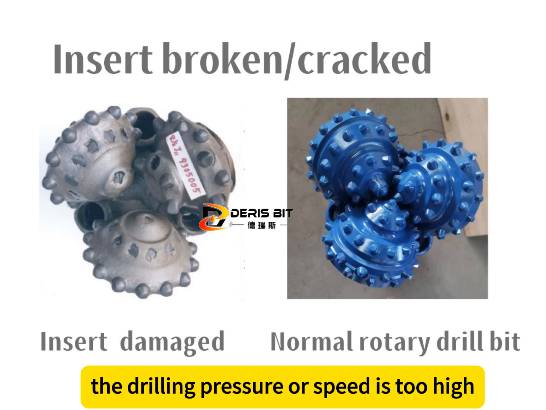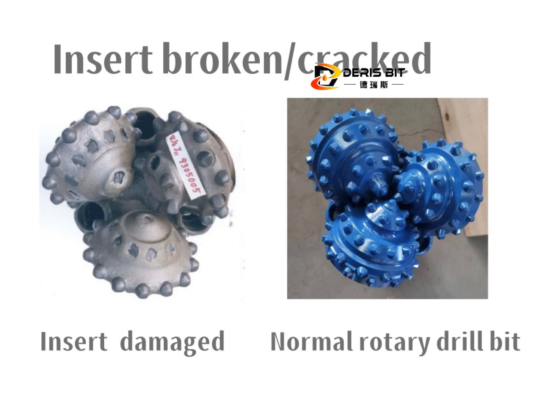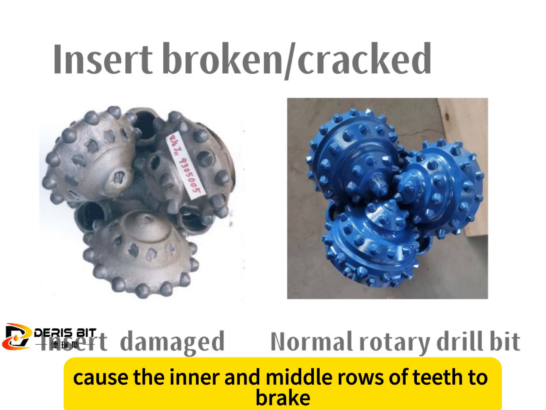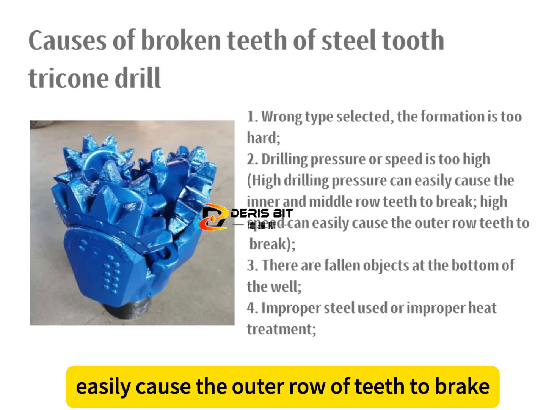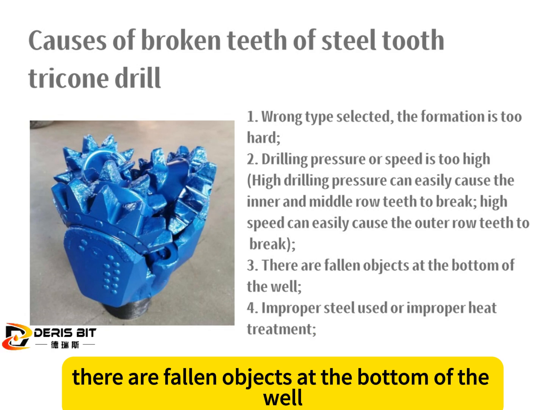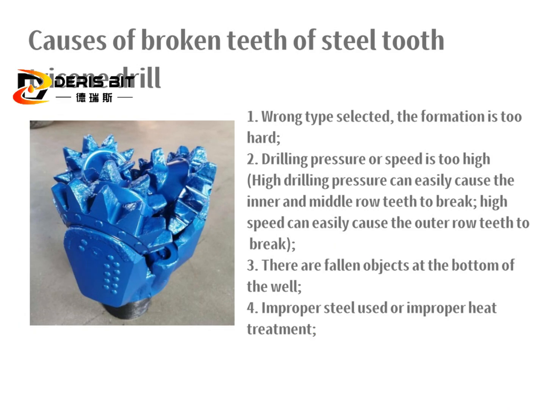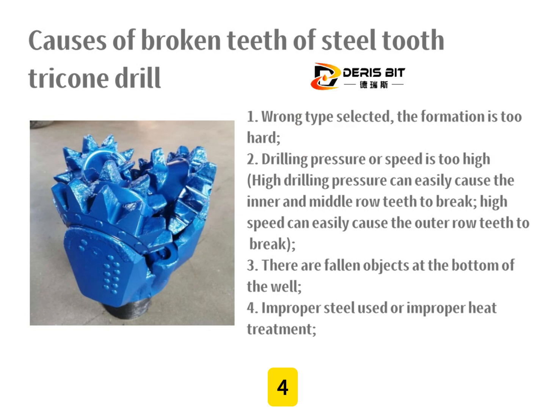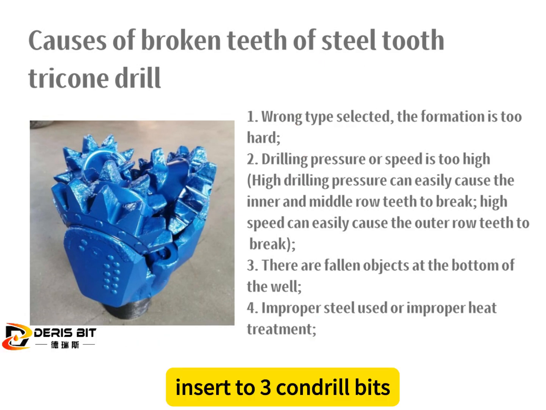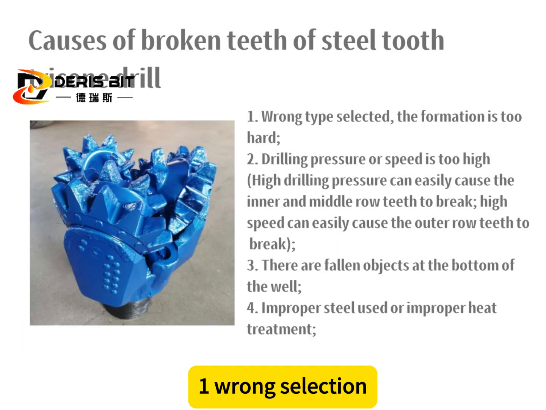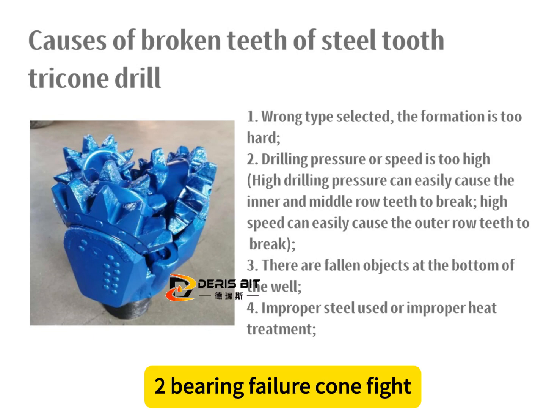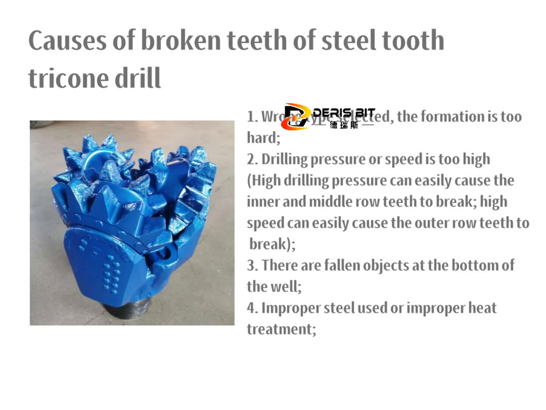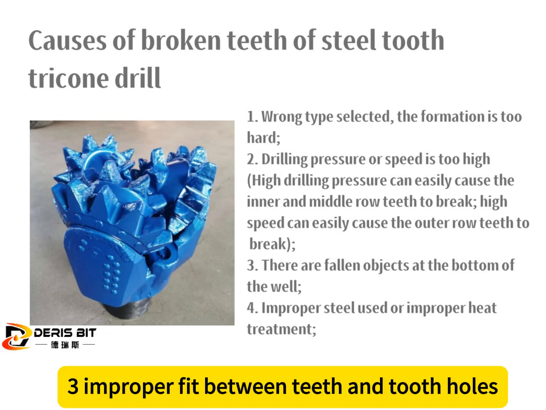Causes of particularly severe tooth breakage and chipping for steel tooth three-cone drill bits: 1. Improper selection, the formation is too hard. 2. The drilling pressure or speed is too high. High drilling pressure can easily cause the inner and middle rows of teeth to break. High speed can easily cause the outer row of teeth to break. 3. There are fallen objects at the bottom of the well. 4. Improper steel used or improper heat treatment.